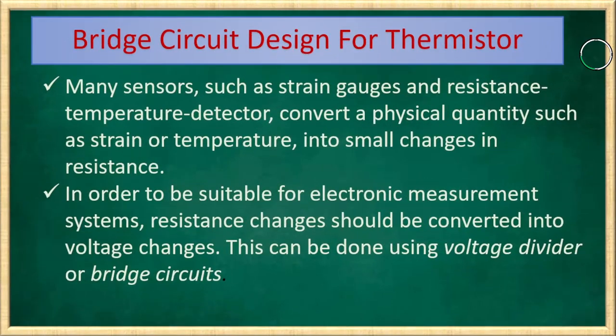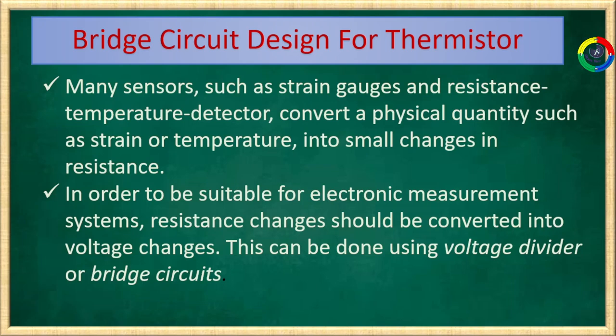Many sensors like strain gauges and temperature sensors like RTDs and thermistors convert the physical variable like strain or temperature into small changes in resistance. But we need the environmental physical variable variation in the form of a signal so that it can be understandable by a microprocessor or a microcontroller and be suitable for electronic measurements.